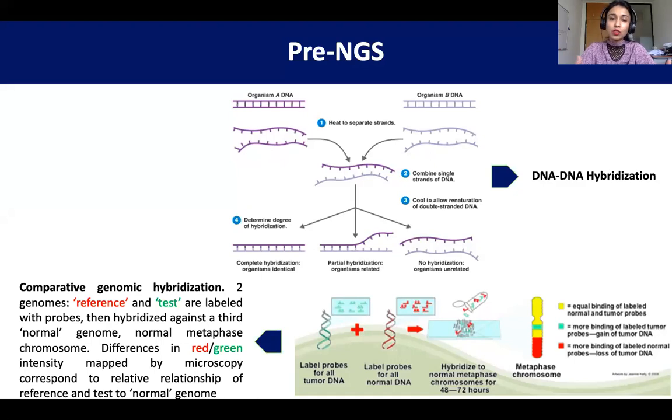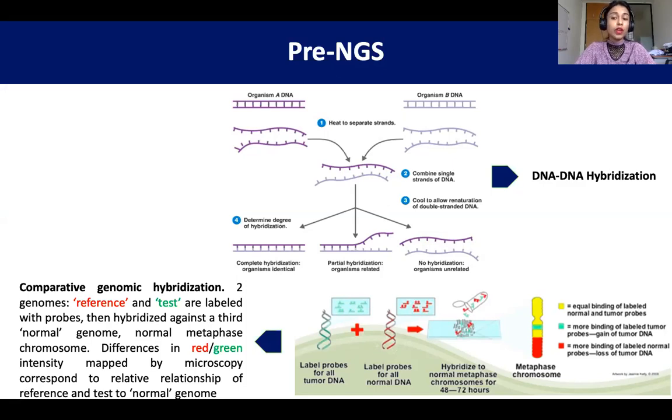And then they hybridize it to normal metaphase chromosome for about 48 to 72 hours. So they allow the DNA to hybridize to each other, right? And then they basically map the intensity of fluorescence. So if you have equal binding of probes for tumor and equal binding of probes for normal, then you will have a yellow colored intensity, which means equal binding. If you have really intense green, then you know that region has only tumor probes binding to that region of the chromosome.